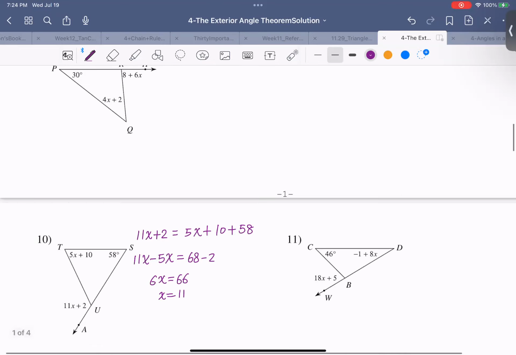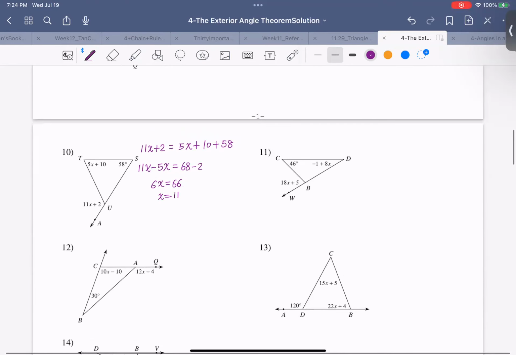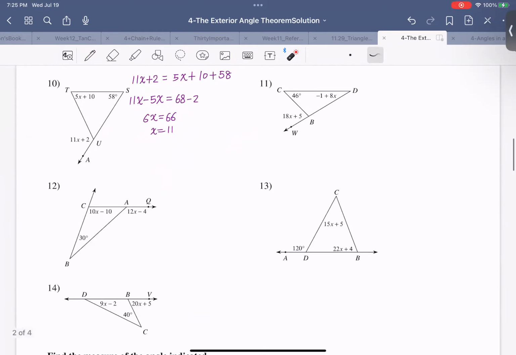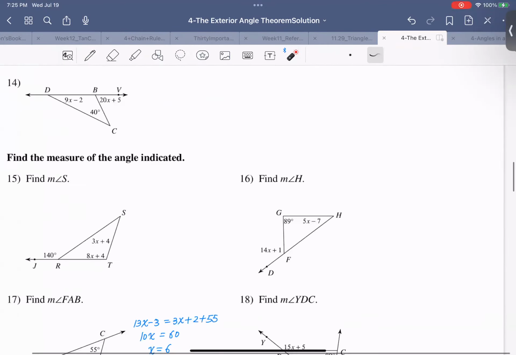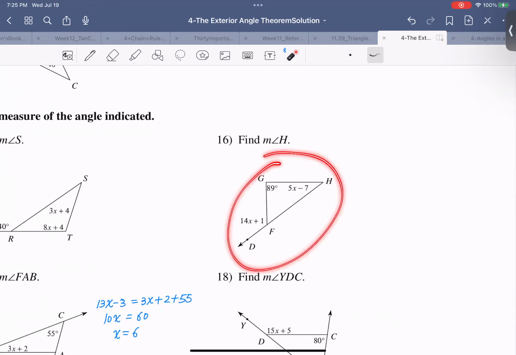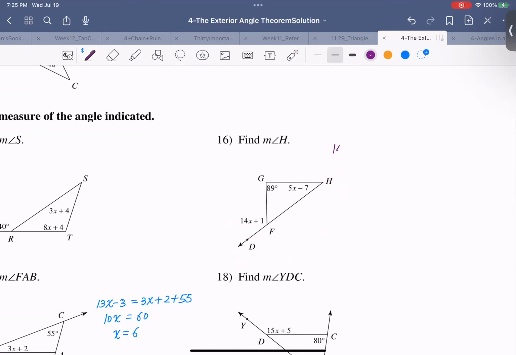Let's check. They ask us for x. If it says solve for x, that's it. If they say solve for t, then we have to plug in and show one more step. All right. Next one. You do one more. Let's do 16, please. 14x plus 1 is equal to 5x minus 7 plus 89.